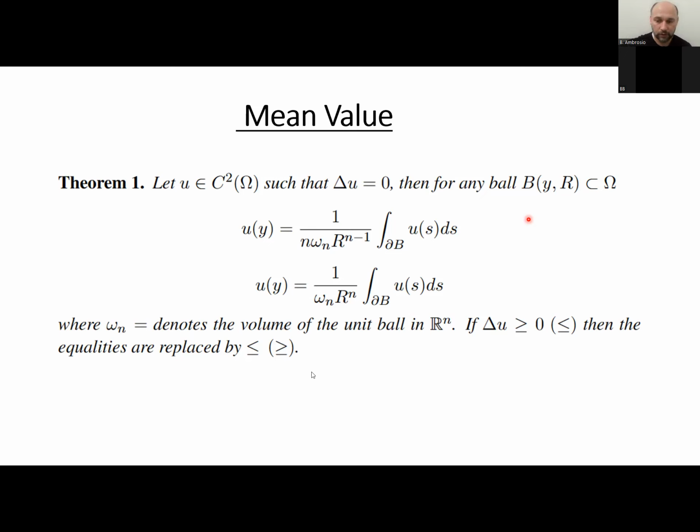So why is that? If the supremum of U is attained in the interior of omega, then U is constant. So it's true. And if it's not attained there, then necessarily it's attained on the border, and that's why this result holds.